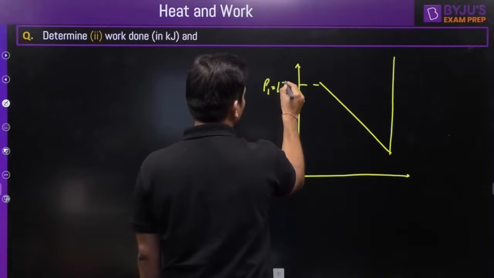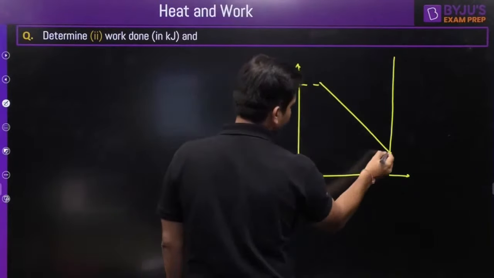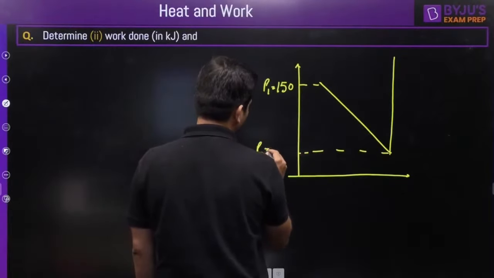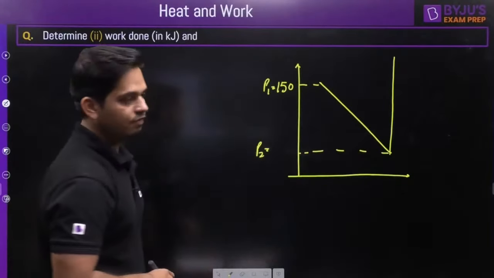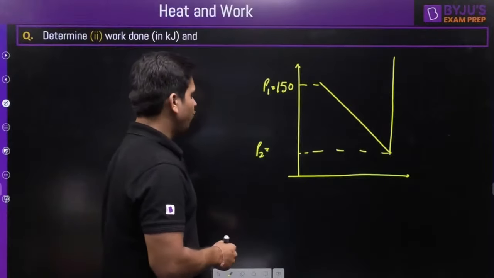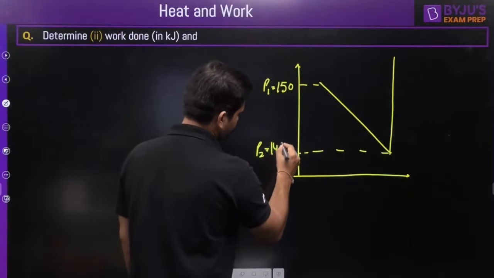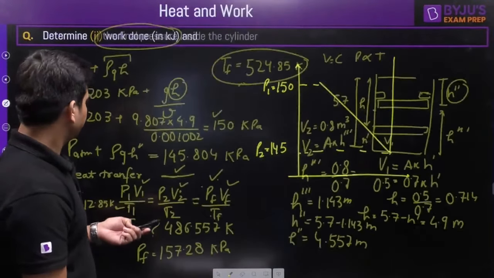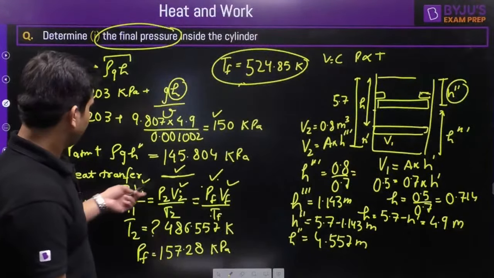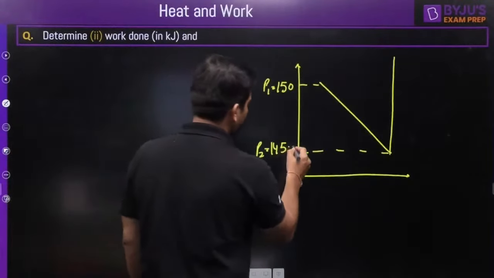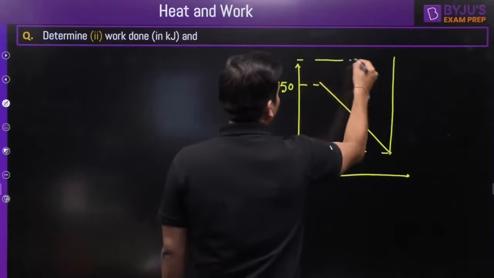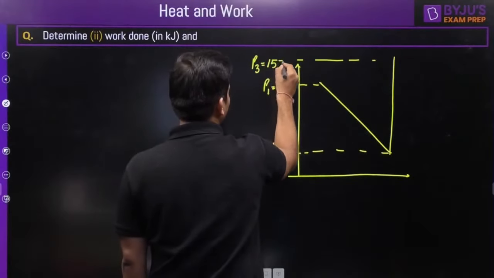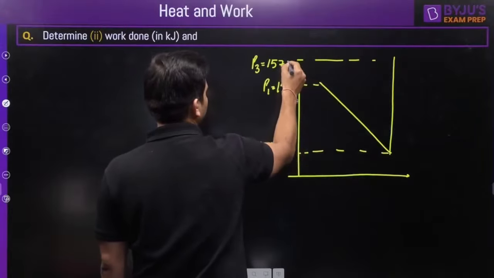P1 is equal to 150 kilopascal. P2 is equal to how much? 145, right? 145.8, and P3 is equal to 157 point, I don't know.